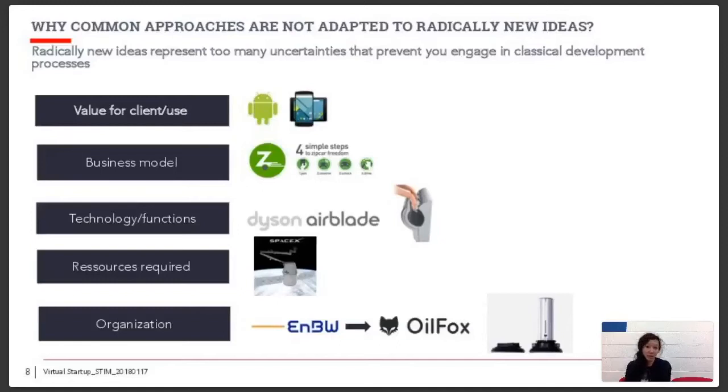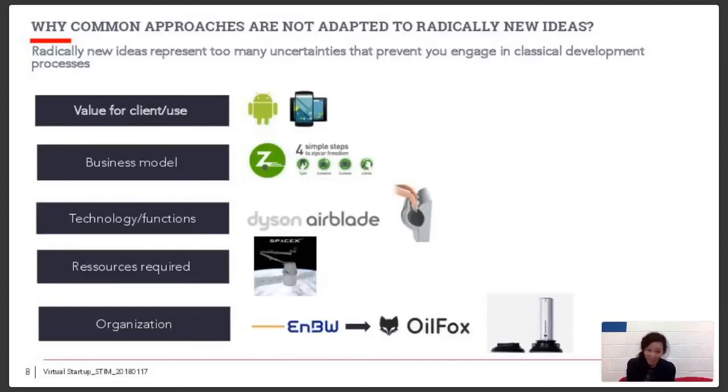At the same time, at the organizational level, so here you have an example of a German oil and gas company, which decided to spin off a small startup, which is called OilFox. And OilFox allows to measure using the ultrasound the level of liquid in tankers. So basically, they were facing the development of radically new idea, and they decided to create a new hybrid organization where they can explore these ideas.